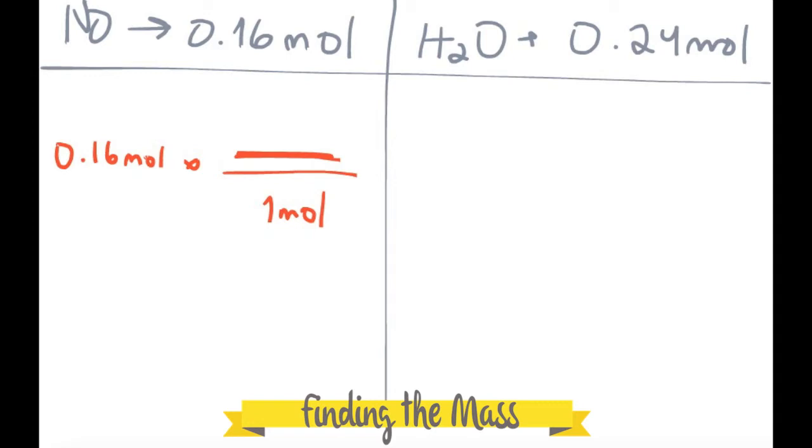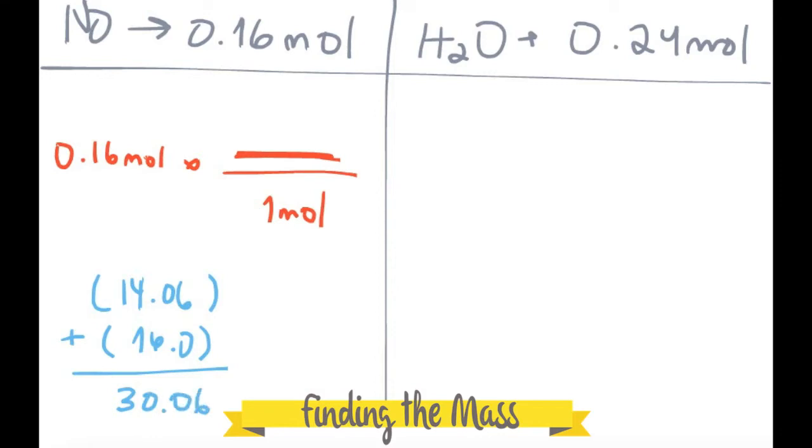The molar mass of nitrogen monoxide is the atomic mass of nitrogen, which, as we said before, is 14.06, and the atomic mass of oxygen, which is about 16. We add those two together and we get 30.06. So we plug that in, cancel out the units, and we multiply 0.16 times 30.06 to give us 4.8 grams of nitrogen monoxide.